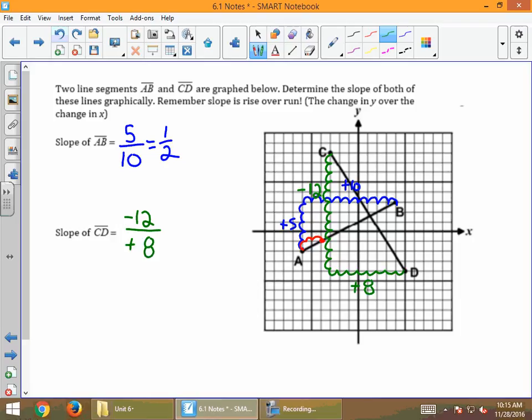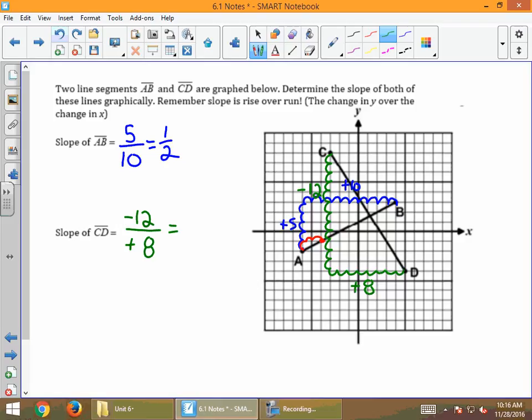If you guys went the other way, you probably got 8 over negative 12. But remember, it's rise over run. What do I need to do with all of my fractions? Reduce. Now, those of you with borrowed calculators, you probably had a mistake. You used our borrowed calculators. You got a mixed number, 1 and something.